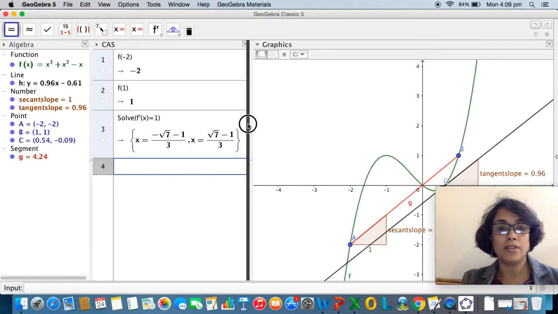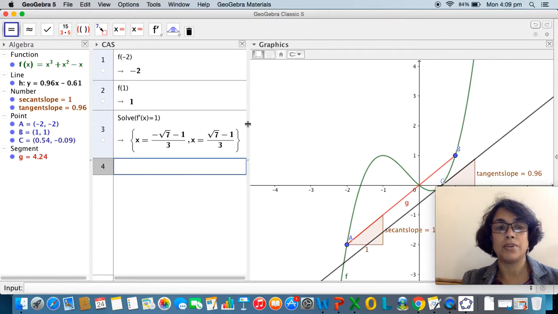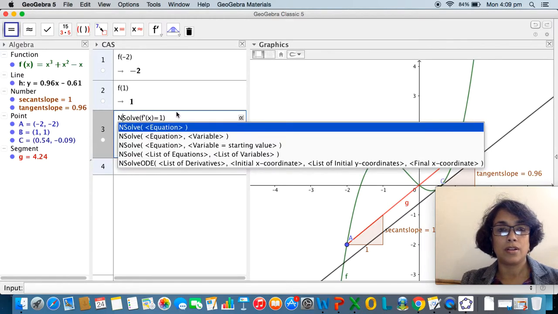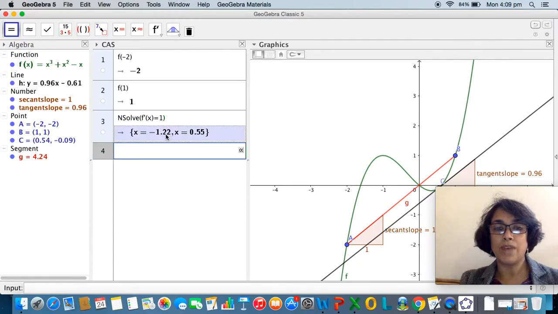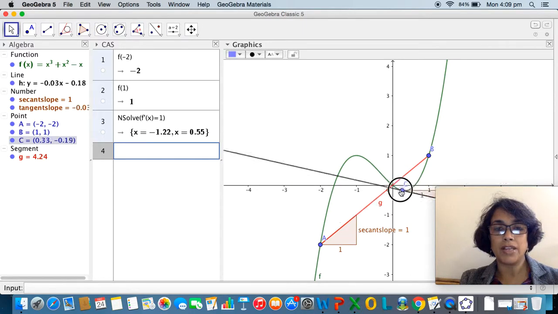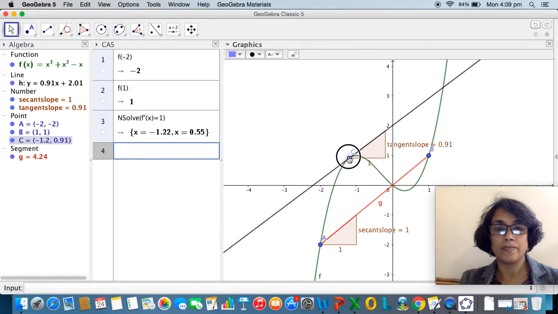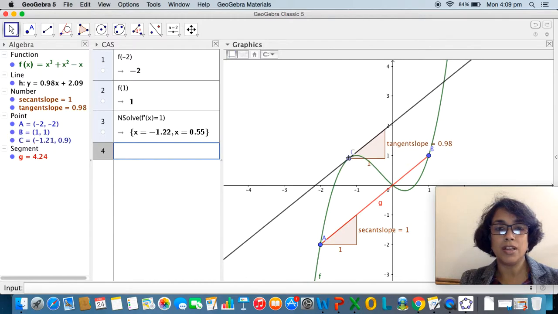They're given in the form of irrational numbers. But if I change the command to nsolve, then we find that these are the two values. So let us see. One x value is if I take the tangent to around this position, so that the slope of the tangent is very close to 1, then we find that the x coordinate of the point C is minus 1.21, close to minus 1.22.